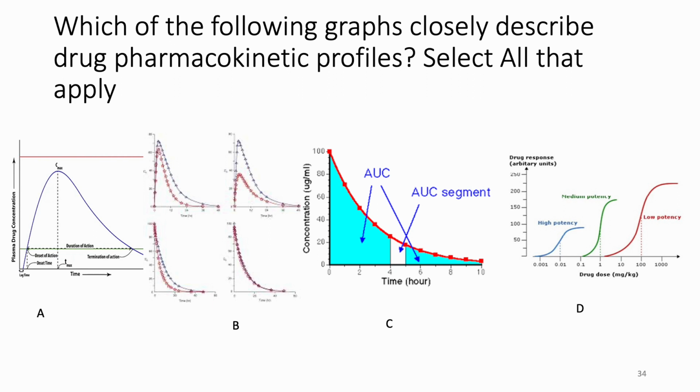Question. Which of the following graphs closely describe drug pharmacokinetic profiles? Select all that apply. This is a multi-selection question. You will have more than one correct choice. So from the graphs, you have 4 graphs, A, B, C, and D. For this question, you have 15 seconds to answer.